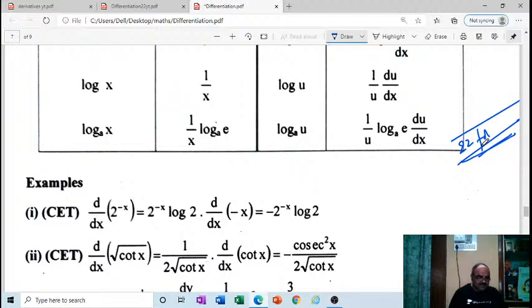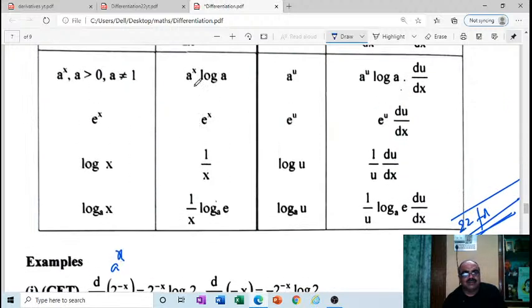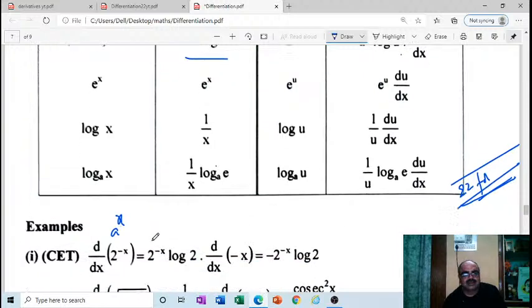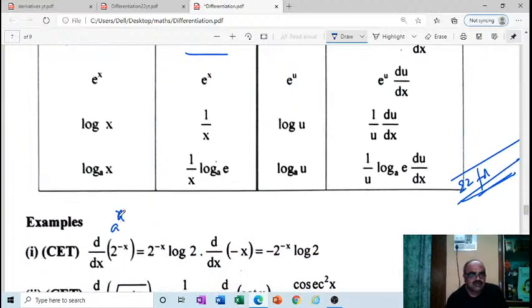I have a few examples to make it more thorough for you. d by dx of 2 power minus x. This is like a power x formula. What is a power x formula? d by dx of a power x is a power x log a. Okay, now 2 power minus x it is. So 2 power minus x into log 2.